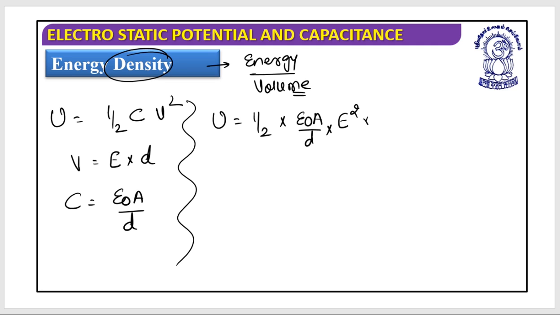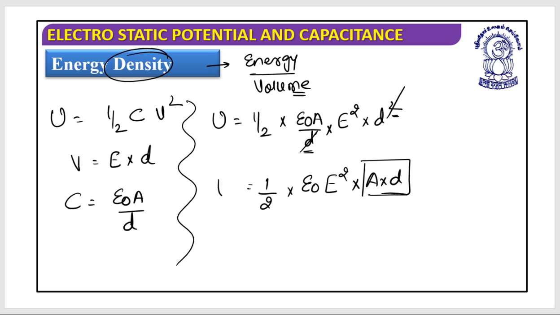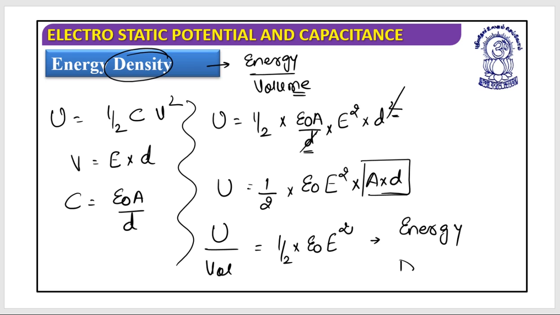V square is E square multiplied by d square. Here it is d, here it is d square. A single power can cancel out. So I am left with half into epsilon naught into E square multiplied by A into d. Now this A into d, what is it? It's the volume. Very good. So U divided by volume is equal to half into epsilon naught into E square. This is the energy density.